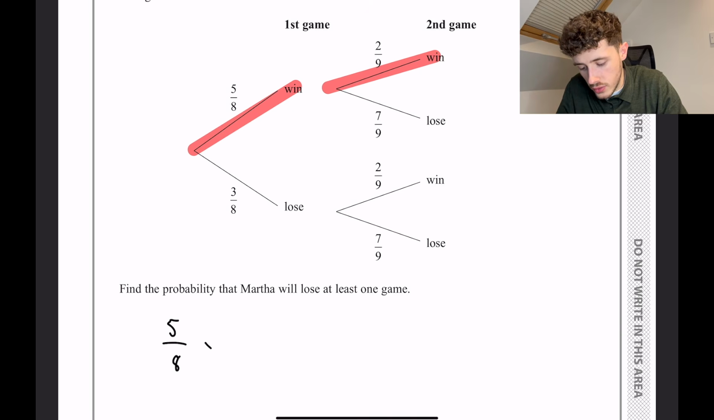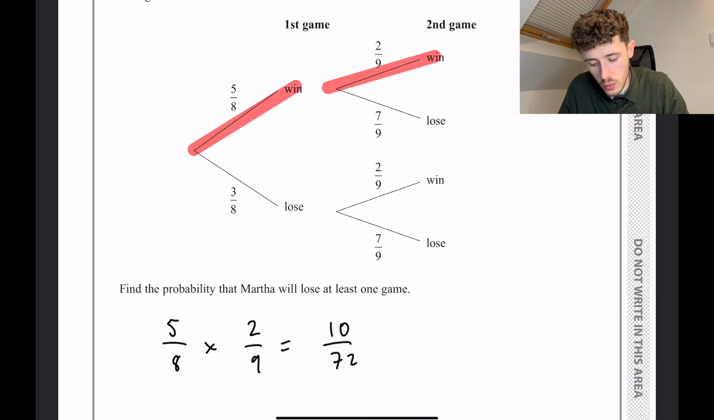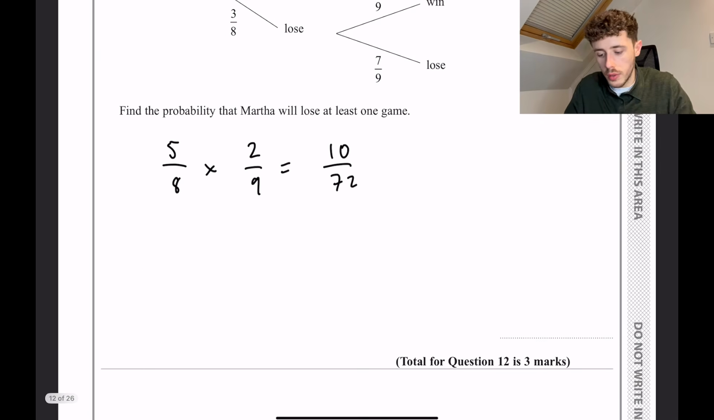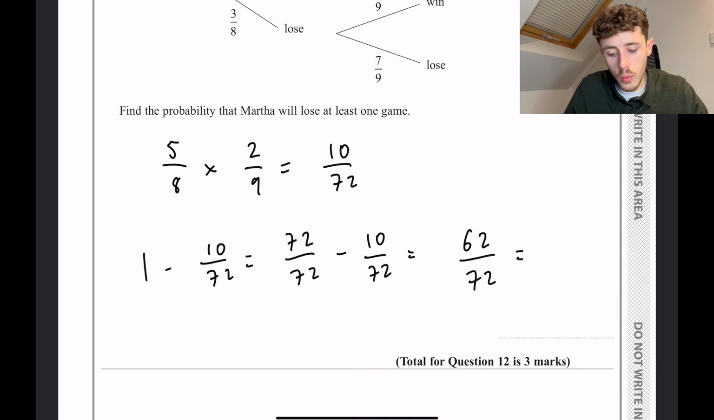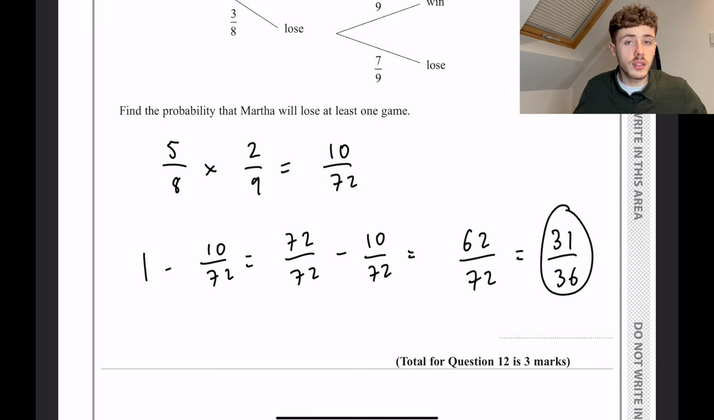So 5/8 multiplied by 2/9 is going to be 10 over 72. And if we take that away from 1, that is the same as 72 over 72, take away 10 over 72, which is going to leave us with 62 over 72, which we can also halve to be 31 over 36. That is our final answer.